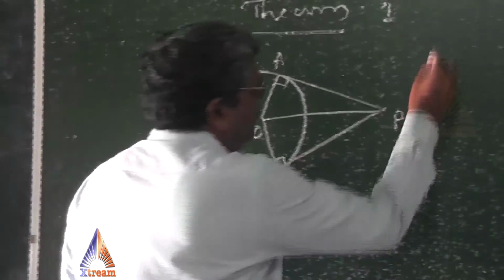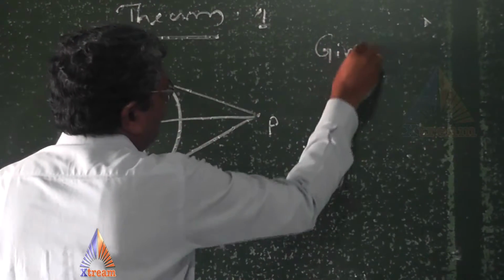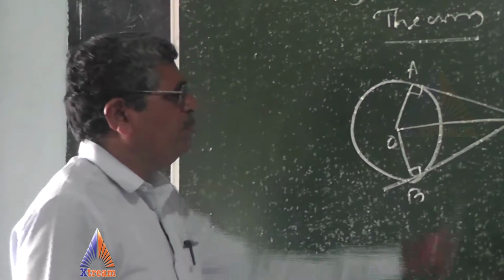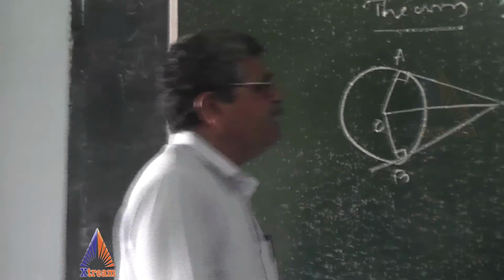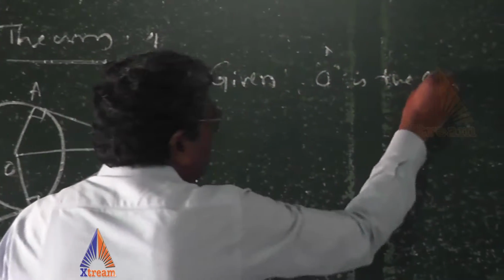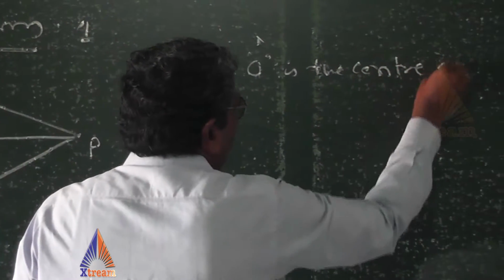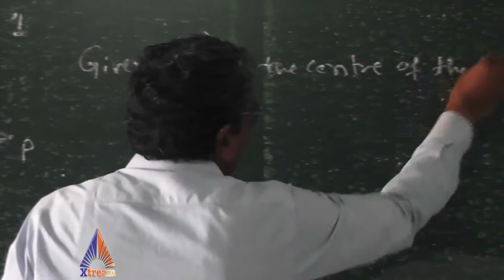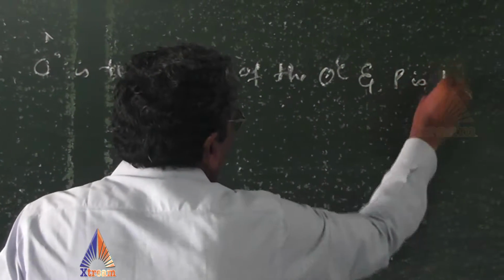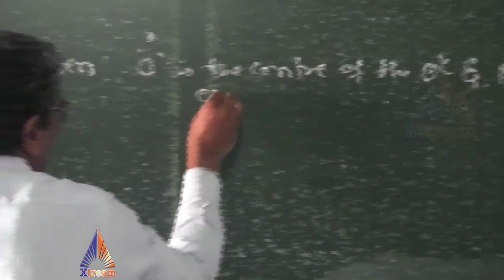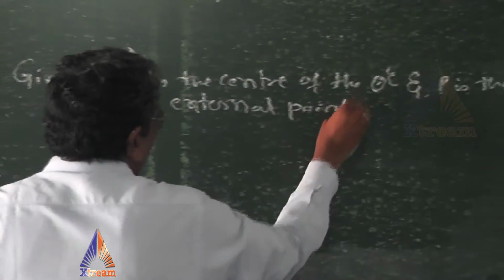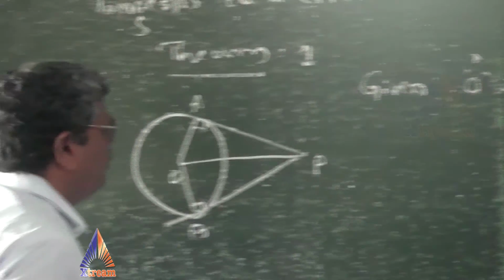So, given. What is given in this theorem? O is the center of the circle and P is an external point.